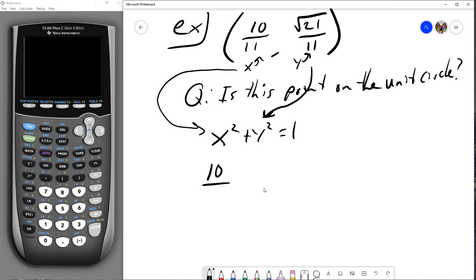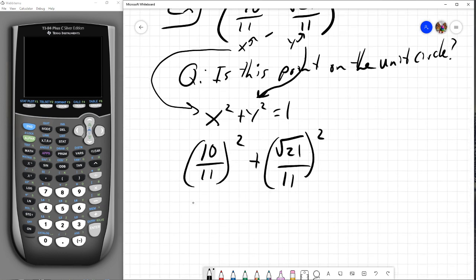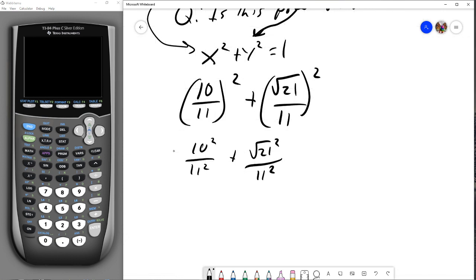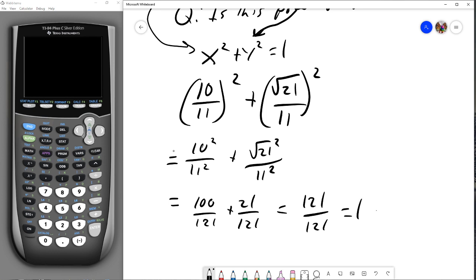So we need to take our 10/11ths and square it, and add root 21 over 11 squared. That's a pretty bad 21. So this is 10 squared over 11 squared plus root 21 squared over 11 squared. We get 100 over 121 plus 21 over 121, or 121 over 121, which is 1. So yes, this point is on the unit circle.